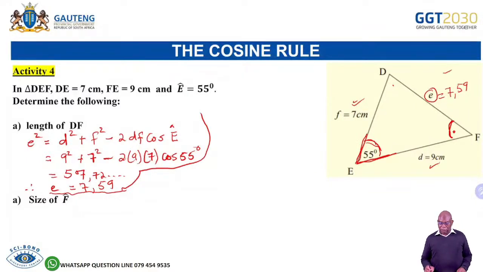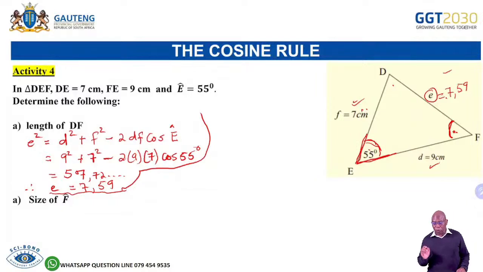I can use the sine rule. I can say sine of this over that equals sine of that over this. Then I can get that angle. But I want to use the cosine rule. You can use the sine rule also to find it, but I'm going to use the cosine rule now.